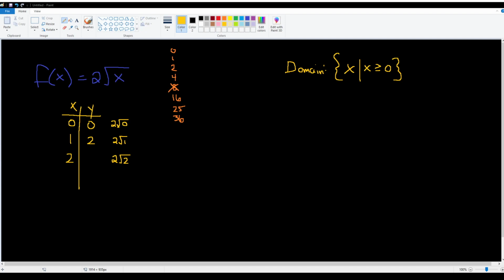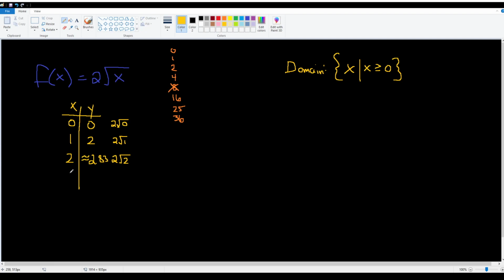And the square root of 2 is approximately 1.41. So if I take that and I multiply it by 2, I get approximately, and again, this symbol here means approximately, 2.83.